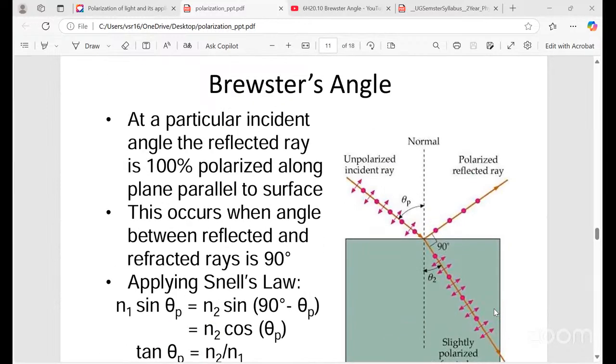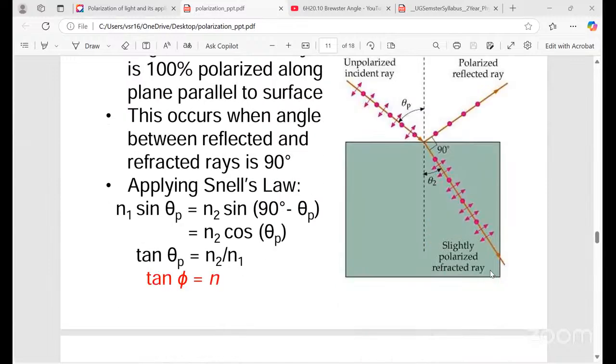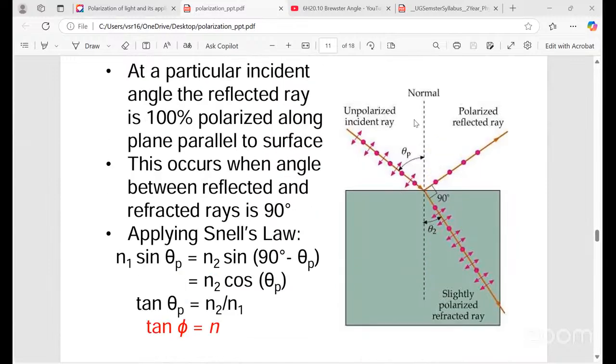Next is the Brewster's angle. At a particular incident angle of the reflected ray, 100% is polarized along the plane parallel to the surface. So you can see here, this is the unpolarized light.